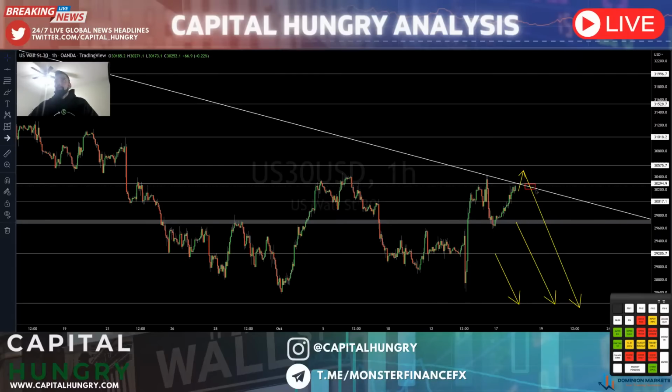Upper wick created, failed to break 3,500, 3,300 sells, 30K sells, 29,600 sells. I can only see any type of short-term US 30 buys to retest better sell zones on the higher time frame, really coming from 3,500, which I would just see retesting 31,500 before turning bearish again.